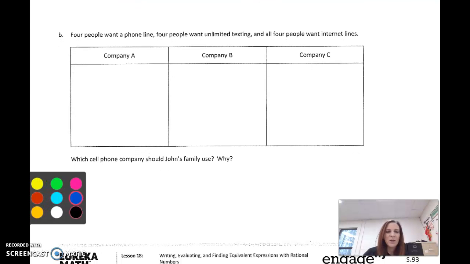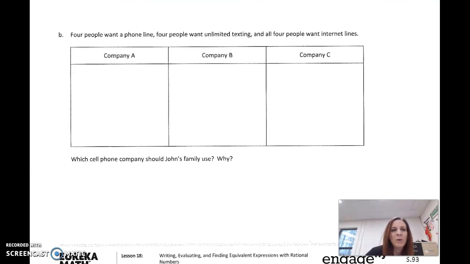So what happens when our needs change? Four people want a phone line. Well, that's x, so x equals 4. Four people want unlimited texting. That's y, so y equals 4. But this time, all 4 people want internet. So we're making one little switch: instead of 2 people wanting internet, 4 people. Is it still going to be Company B?